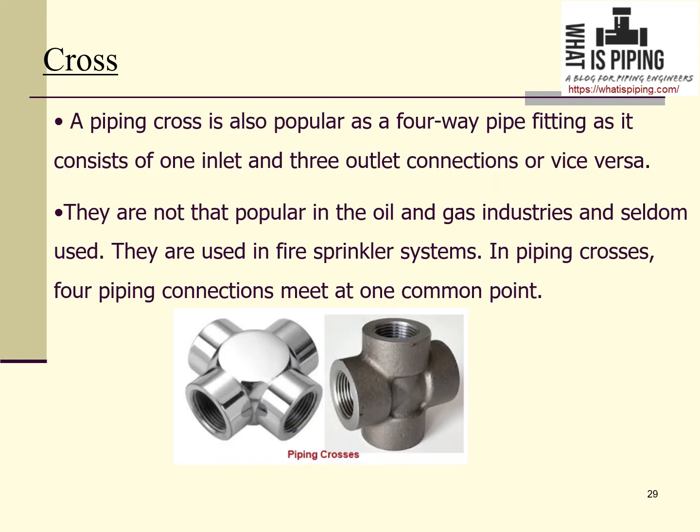Now, cross. A pipe cross is also a popular four-way pipe fitting that consists of one inlet and three outlet connections or vice versa. They are not that popular in the oil and gas industries and seldom used. They are usually used in fire sprinkler systems. In piping crosses, four piping connections meet at one common point. This is a typical example of piping crosses, you can see it here.